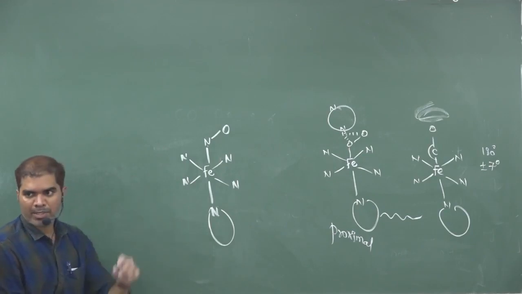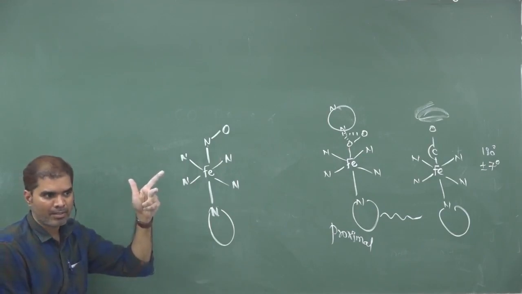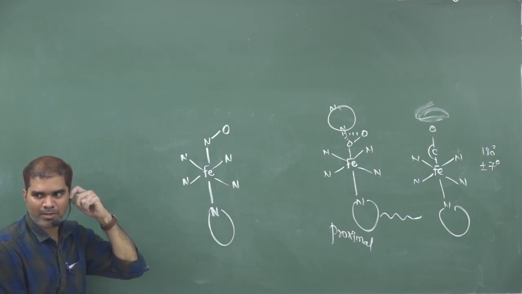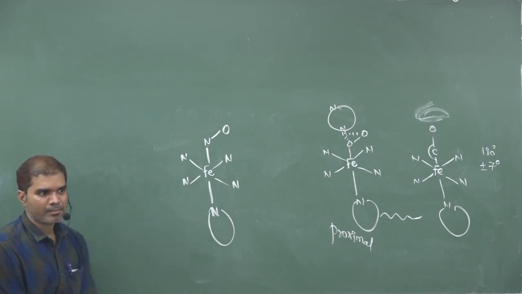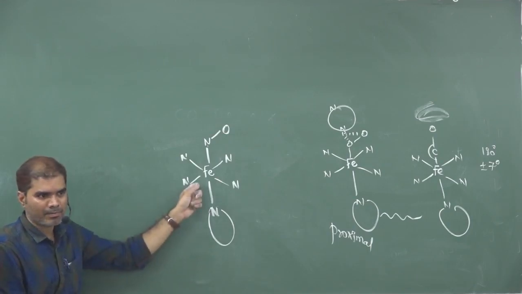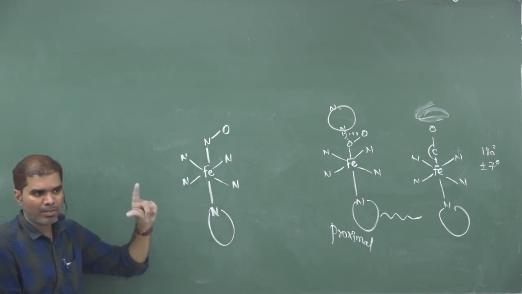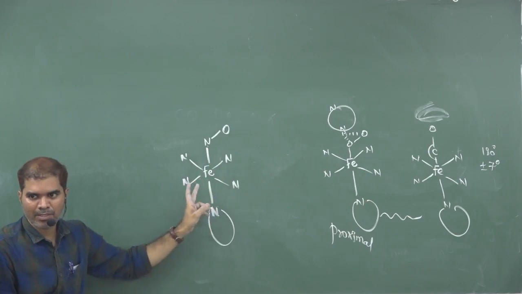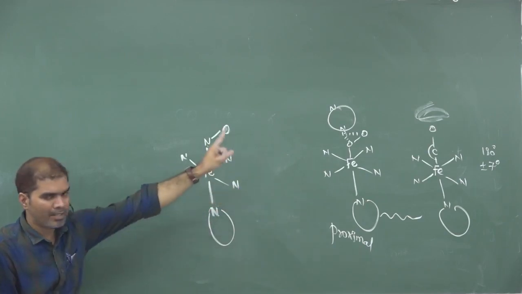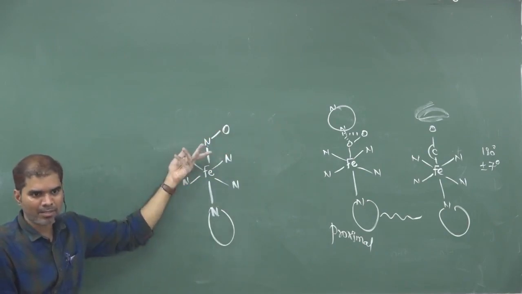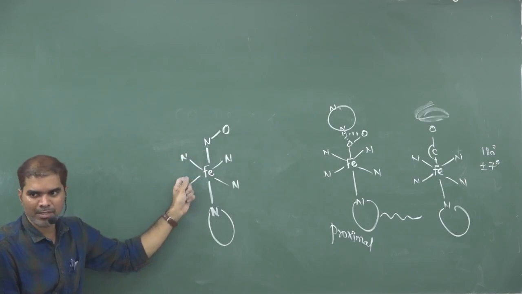Final question. Suppose I give you nitrosyl, carbonyl, dioxygen, whose bonding will be stronger for hemoglobin iron? Nitrosyl NO, CO, O2. It is NO. NO and CO are very strong pi acids. Both are strong pi acids. But NO bonding is stronger. What is the reason? Any reason? CO is linear. There is a steric hindrance. But NO is bent. No steric hindrance. So steric hindrance is less, stability is more.